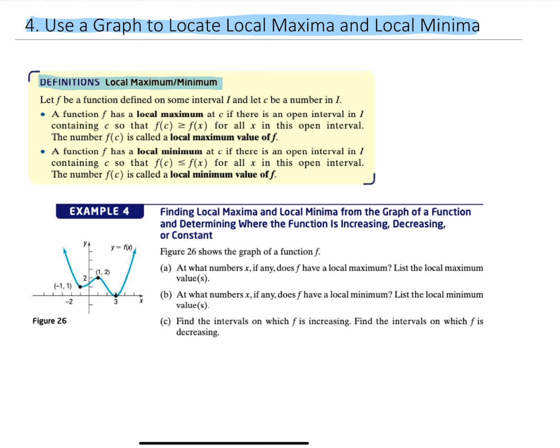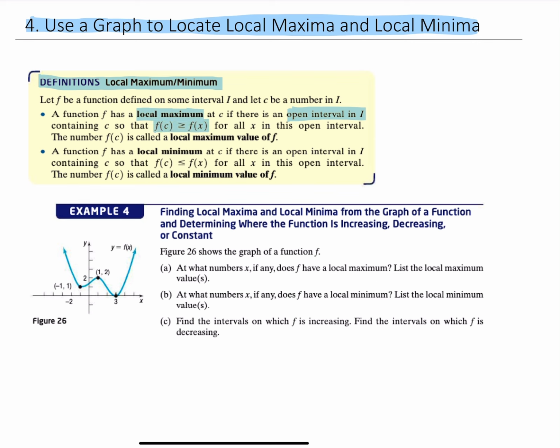So the first definition says a function f has a local maximum at a point c if there's an open interval in I. So I is typically the domain. We're looking across the function, but it could be some subset. So an open interval containing the point that we're looking for such that f of c is less than f of x for all x in this open interval.